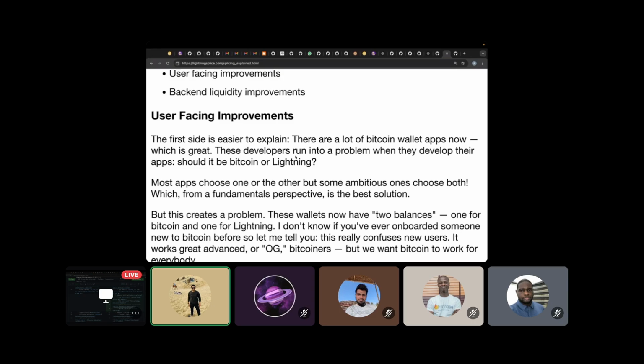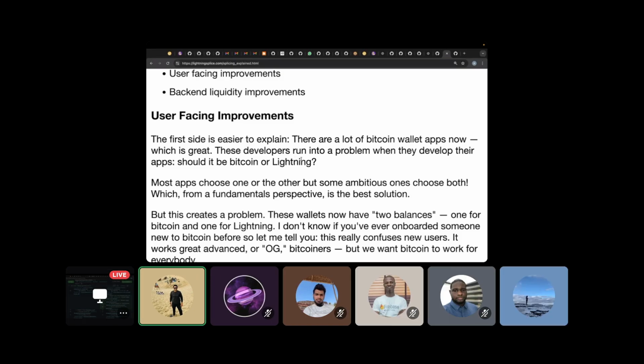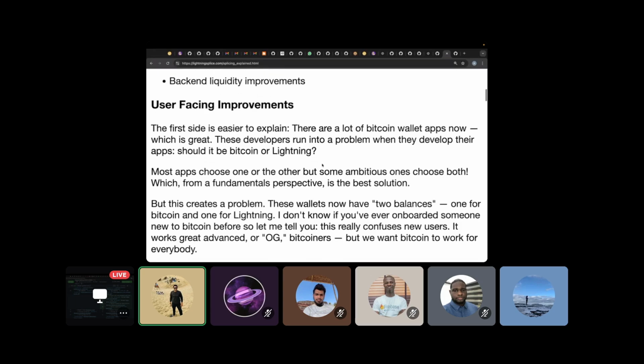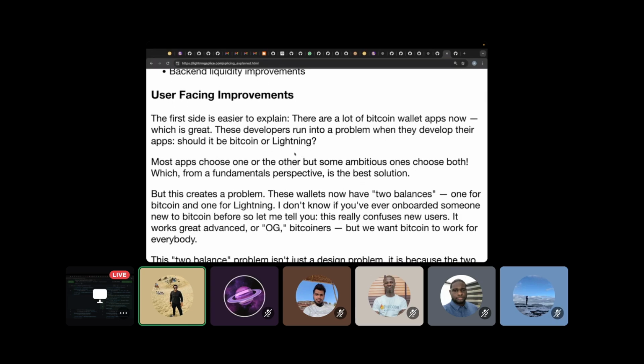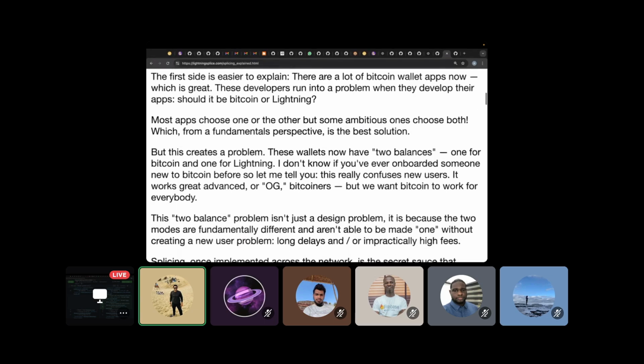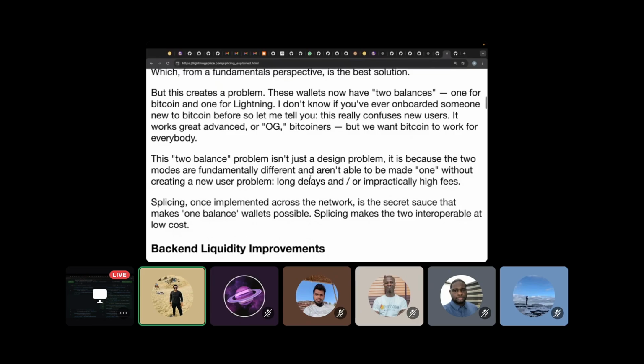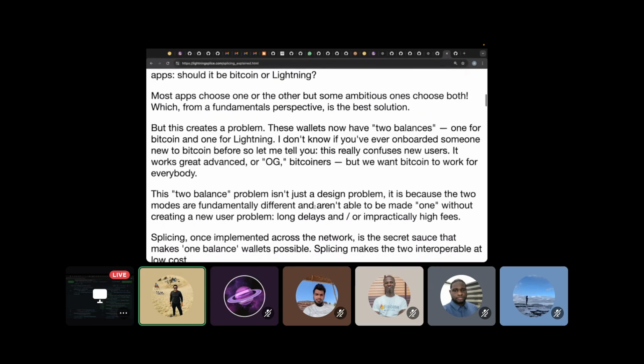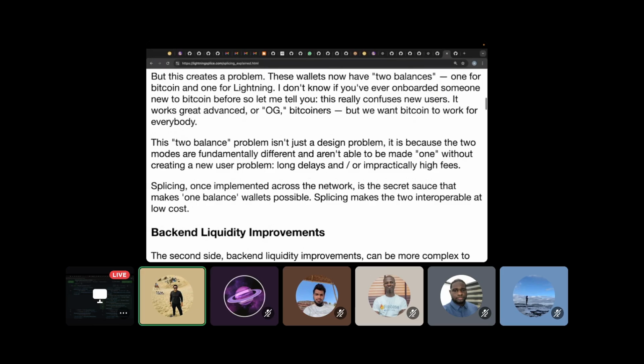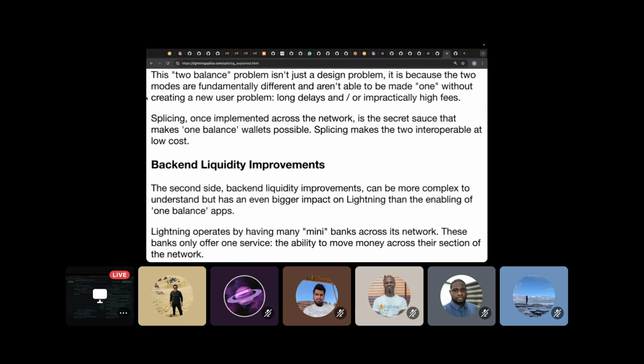That way, in terms of the UX, you won't be able to distinguish between both the balances. So now each wallet could have a single balance which includes your Lightning and your on-chain and off-chain balances. This is what this particular section explains. As you can read, splicing once implemented across the network is the secret sauce that makes one balanced wallet possible.